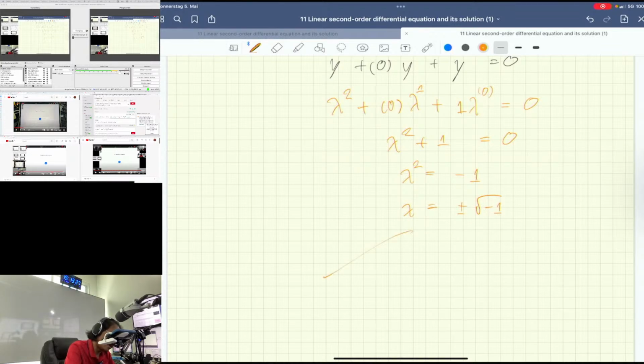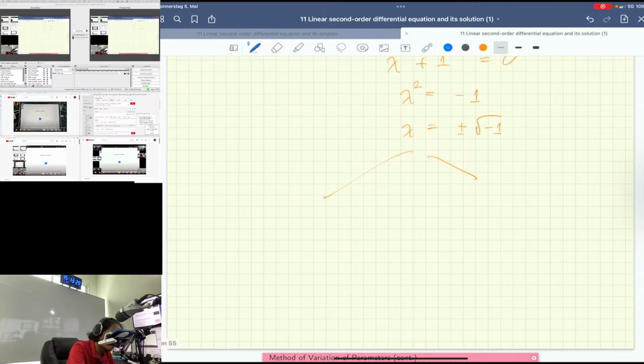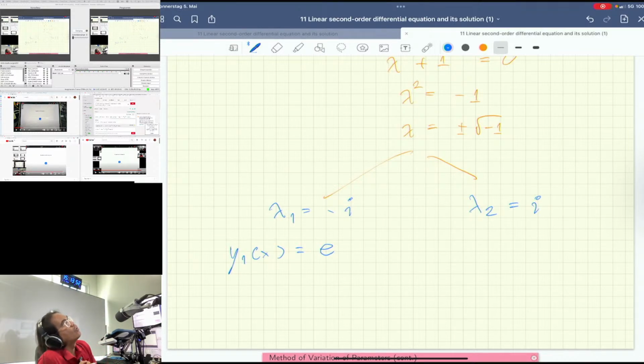So your lambda will be plus or minus the square root of minus 1. It means you have two solutions. You get lambda 1, which is -i, and lambda 2, which is positive i, right? So your y1(x) will be exponential. Once you have a solution like this, it's going to be exponential of alpha, right?